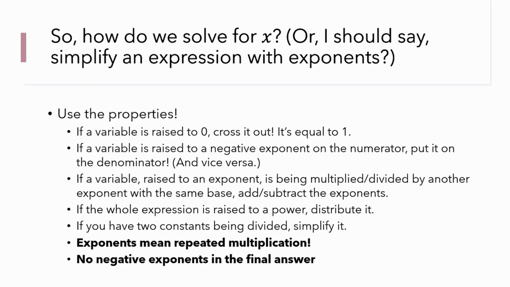So we use the properties, right? Some examples of using the properties are, if a variable is raised to 0, cross it out because it's equal to 1. If a variable is raised to a negative exponent on the numerator, put it on the denominator, and vice versa. So if a variable is raised to a negative exponent on the denominator, put it on the numerator.